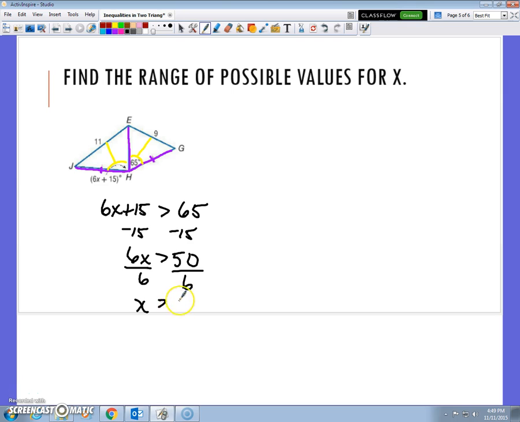Let's see here. That'd be 8 1/3. x is greater than 8 1/3. You might see x is greater than 25/3, which would be fine as well. So this is a comparison that we're doing, the range of possible values for x. Anything bigger than 8 1/3 will be a possible value for x because this is guaranteed to be bigger than this. So any of those values will give us a value bigger than 65 degrees.